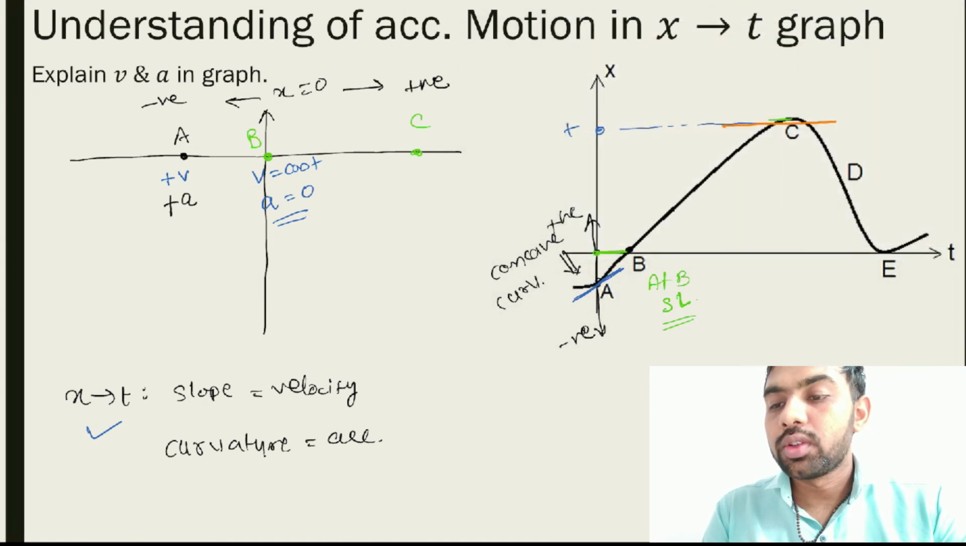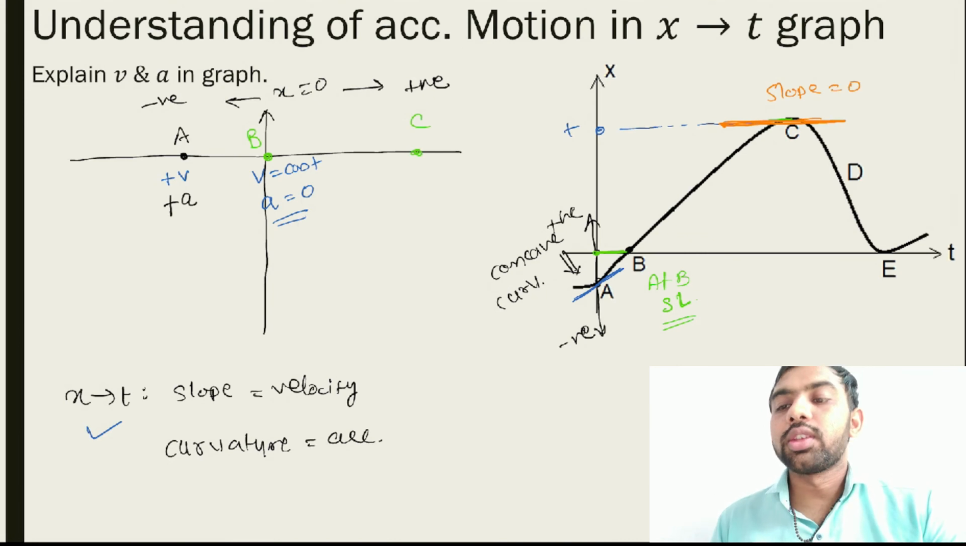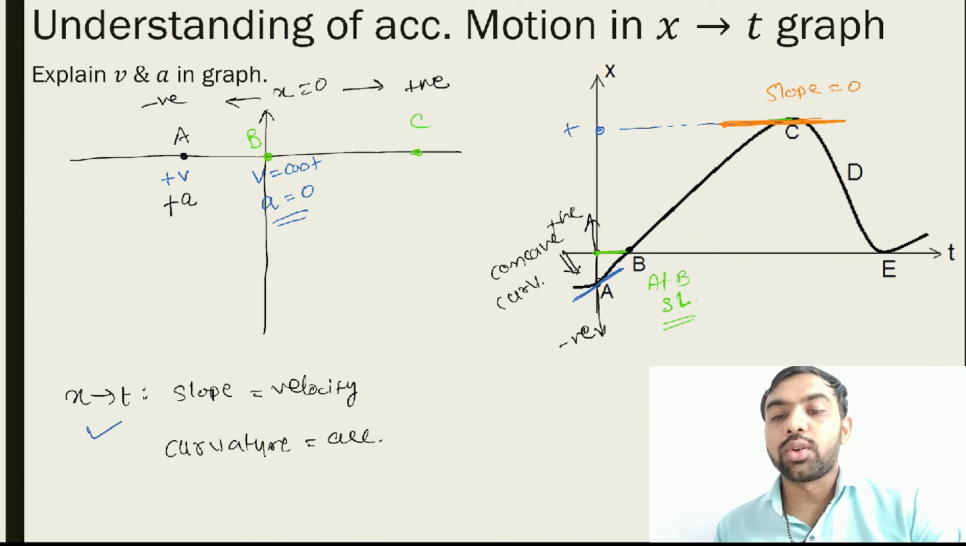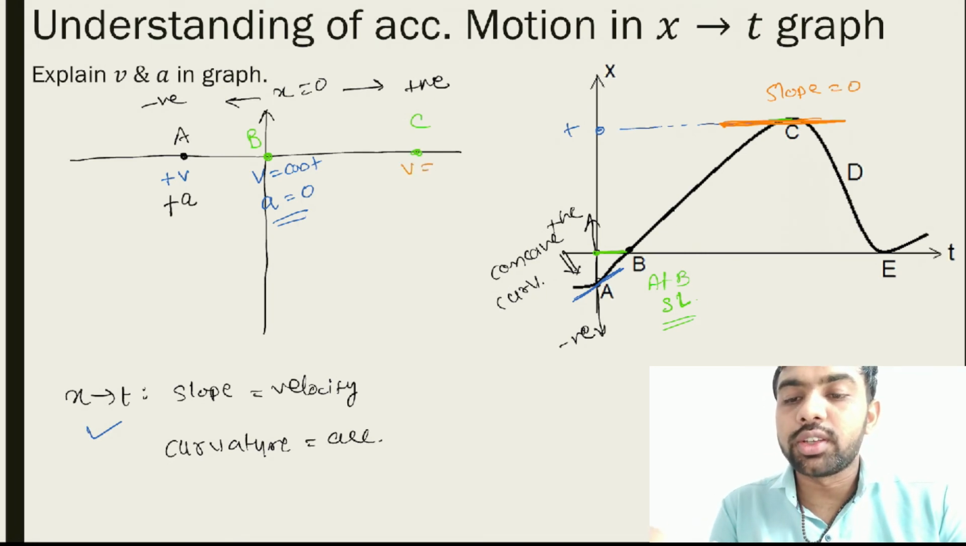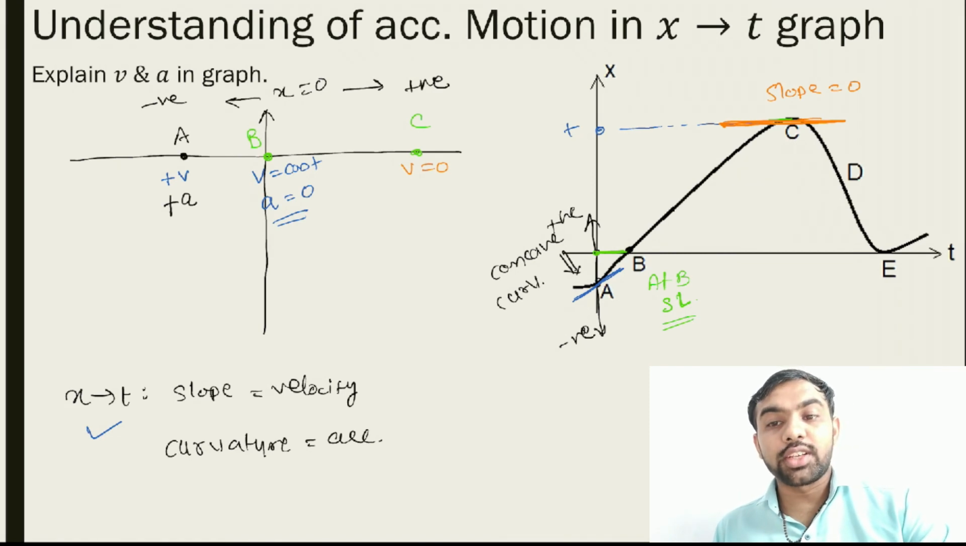Slope. So slope is equal to what? 0. Slope is 0 means velocity is 0. Velocity 0 doesn't mean acceleration 0. You must understand it properly. Velocity 0 doesn't mean acceleration 0.